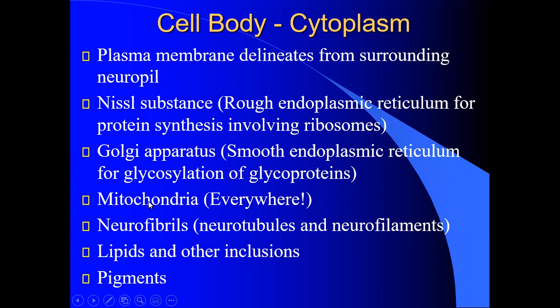You're going to see them everywhere that you need to use energy. You need a local supply of energy, and you therefore are going to have mitochondria. The more energy consumption, the more mitochondria. The more mitochondria, the higher the energy consumption is going to be in that area. You then have neurotubules and neurofilaments, and then lots of other lipids and pigments.